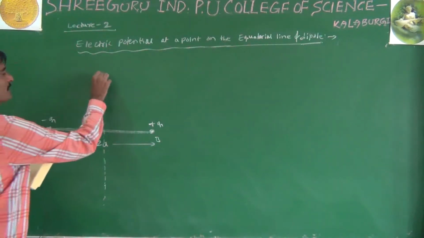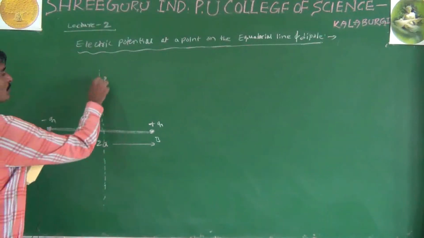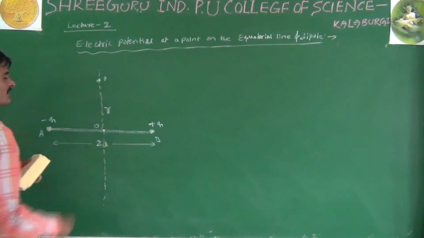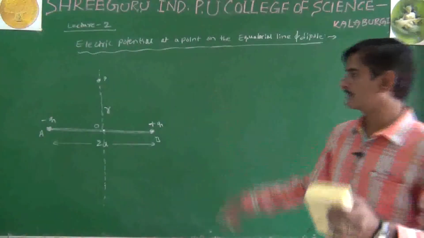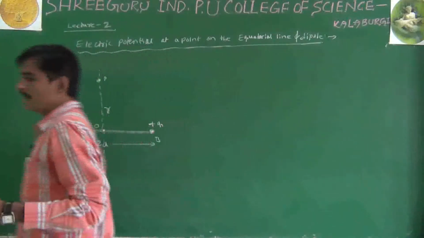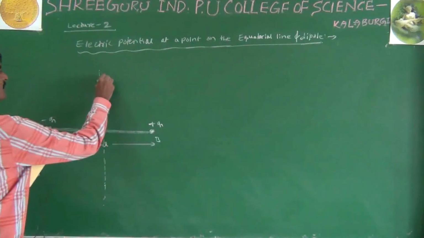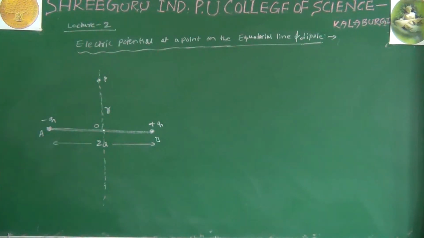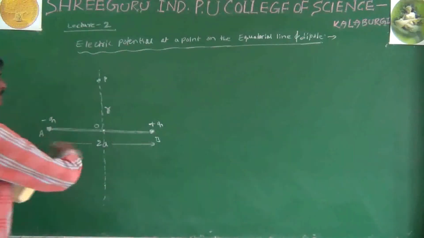Let us consider a point P on the equatorial line of the dipole at a distance r from the center of the dipole. So now at this point we have to find the electric potential due to this dipole.